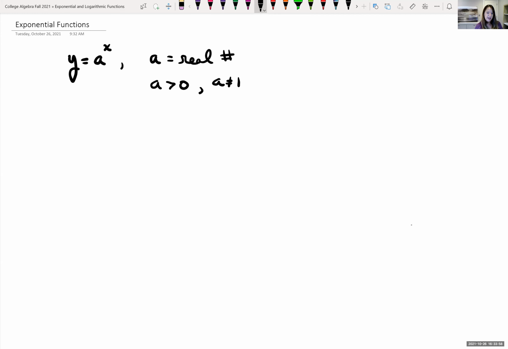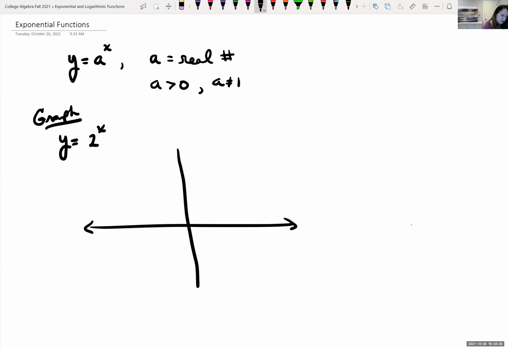So depending on if a is a value which is bigger than 1, or if a is a number between 0 and 1, depends on what the graph is going to look like. And so let's just look at a simple graph really quickly, and let's graph y equals 2 to the x. So if we were going to do this, we could just plot some points. So if x is 0, recall any number raised to the 0 power other than 0 is 1. So 2 raised to the 0 power is 1. So we have a point here at (0, 1).